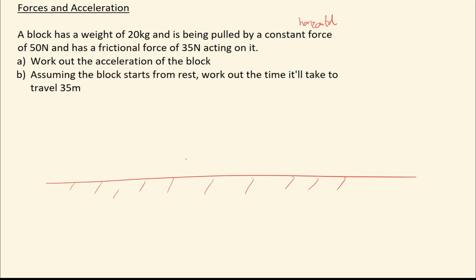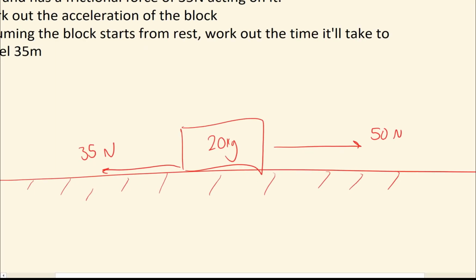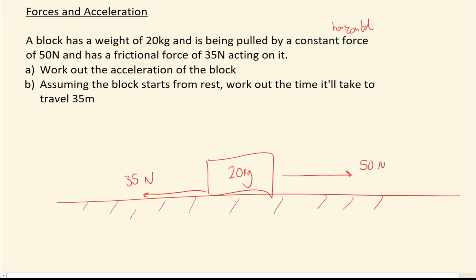We have some sort of surface. We've got this block weighing 20 kilograms. We have 50 newtons pulling it, and we have a frictional force of 35 newtons. Because there is 20 kilograms, that will give us a force of 20g pushing down. Its force is mass times gravity. And we'll also have an equal and opposite resistive force. We don't need this for this question, but we'll include it just to know how it works.